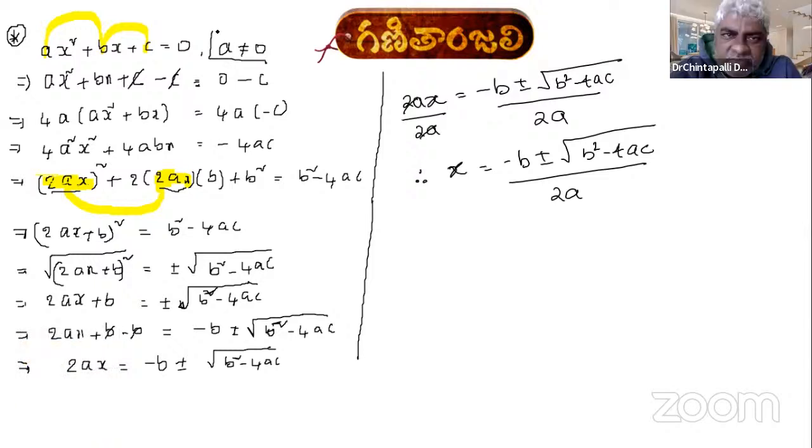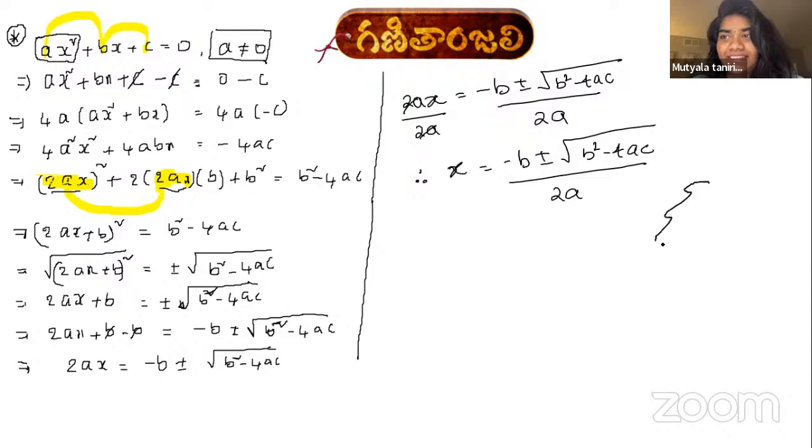What's the reason for a should not be 0? When a is 0, the x square term will disappear. If a is equal to 0, this term will disappear because something into 0 into x square is 0. And one more reason, if a is equal to 0, then a would be the denominator. Do you know what happens when a is in the denominator? Something by 0 will be undefined. It's not possible.